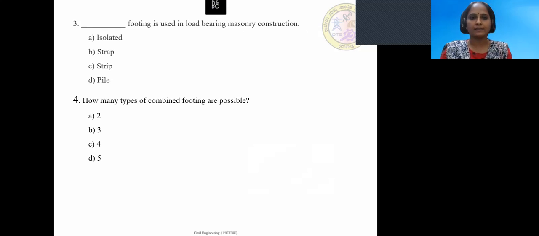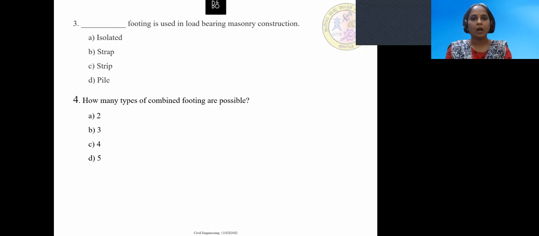Okay, the answer is strip footing. So actually it runs as a continuous footing and it will take the whole load, and it's like a below the wall level. Okay, so the answer is strip footing.